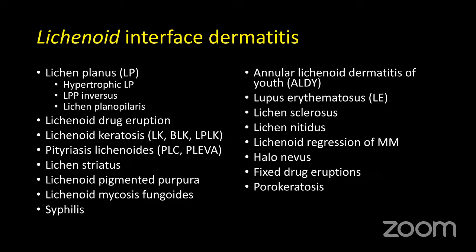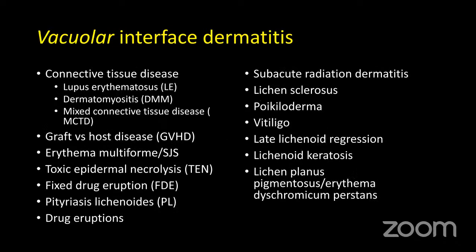Lupus erythematosus, lichen sclerosus, lichenitis, lichenoid regression of melanoma, halo nevus, fixed drug eruptions, and sometimes porokeratosis can present with a band-like interface reaction. And then the vacuolar interface reaction, or the sort of naked interface dermatitis, the classic example is connective tissue disease, which includes lupus erythematosus, dermatomyositis, and then a combination of the two, graft versus host disease, erythema multiforme, and Stevens-Johnson syndrome, along with toxic epidermal necrolysis. All those have a lot of overlap, as does fixed drug eruption.